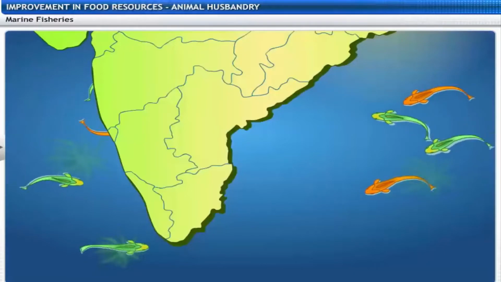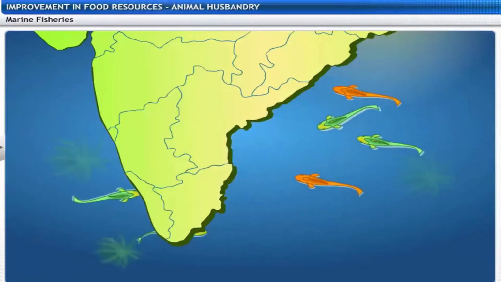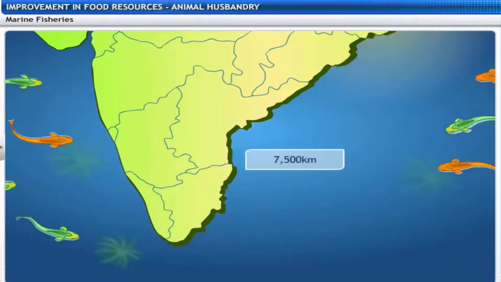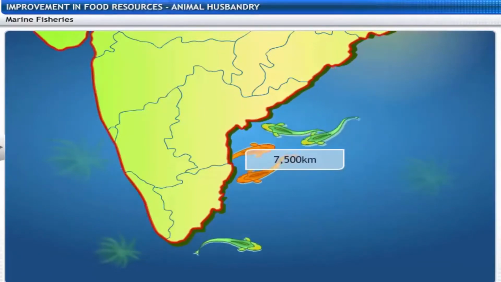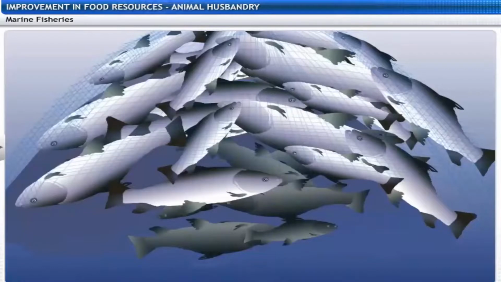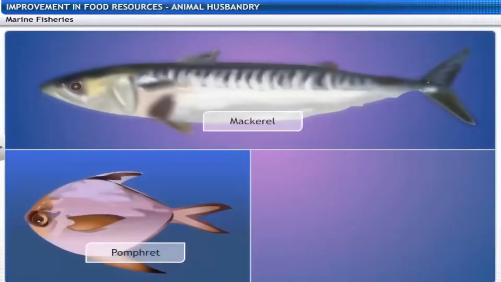Fishing in saltwater regions like seas and oceans is called marine fisheries. Marine fishing resources include 7,500 kilometers of the Indian coastline. Marine fish are caught using fishing nets. Popular marine fish varieties include pomfret, mackerel, and tuna.